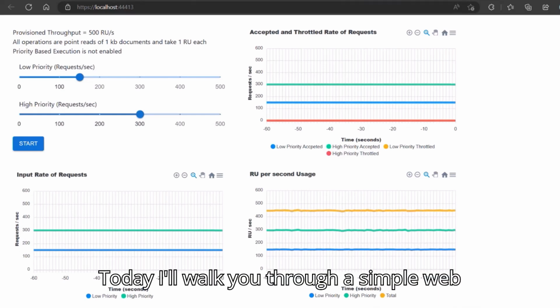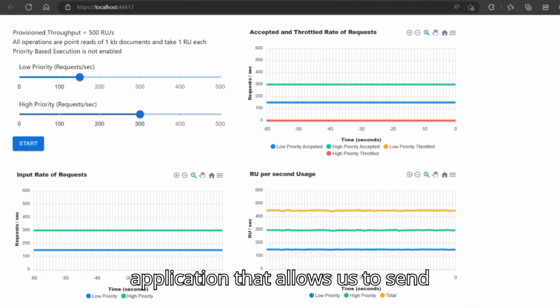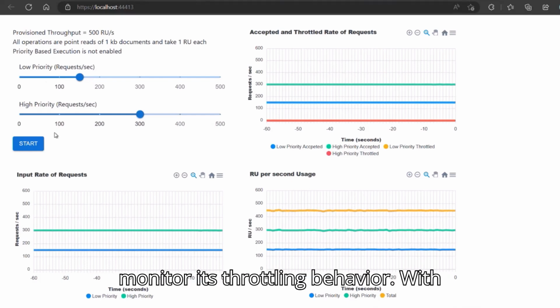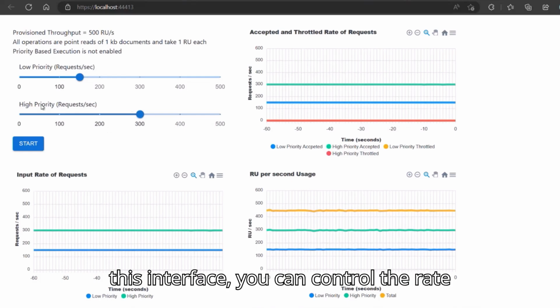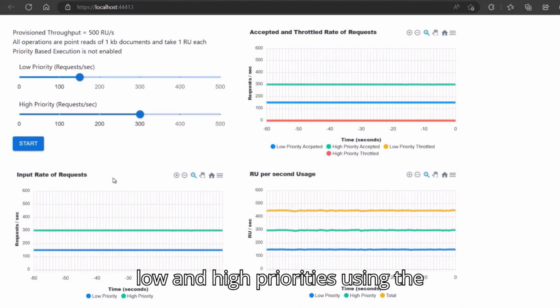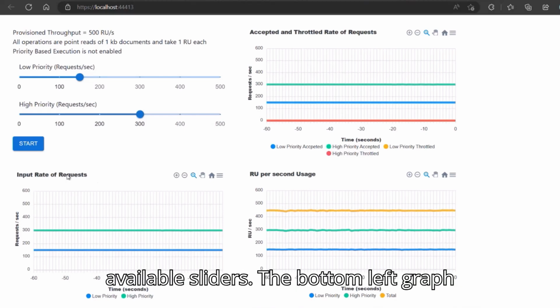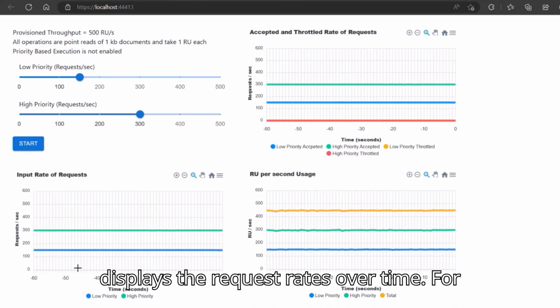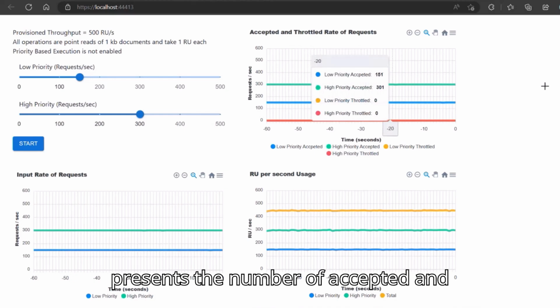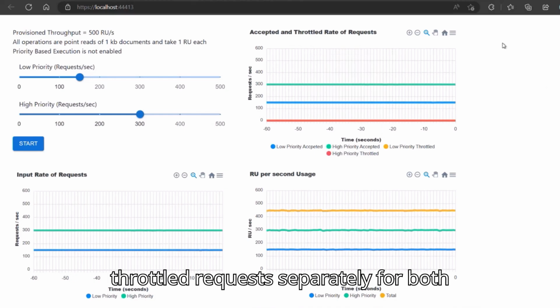Today, I'll walk you through a simple web application that allows us to send requests to a Cosmos DB account and monitor its throttling behavior. With this interface, you can control the rate at which requests are generated for both low and high priorities, using the available sliders. The bottom left graph displays the request rates over time for each type, while the top right graph presents the number of accepted and throttled requests separately for both priorities.